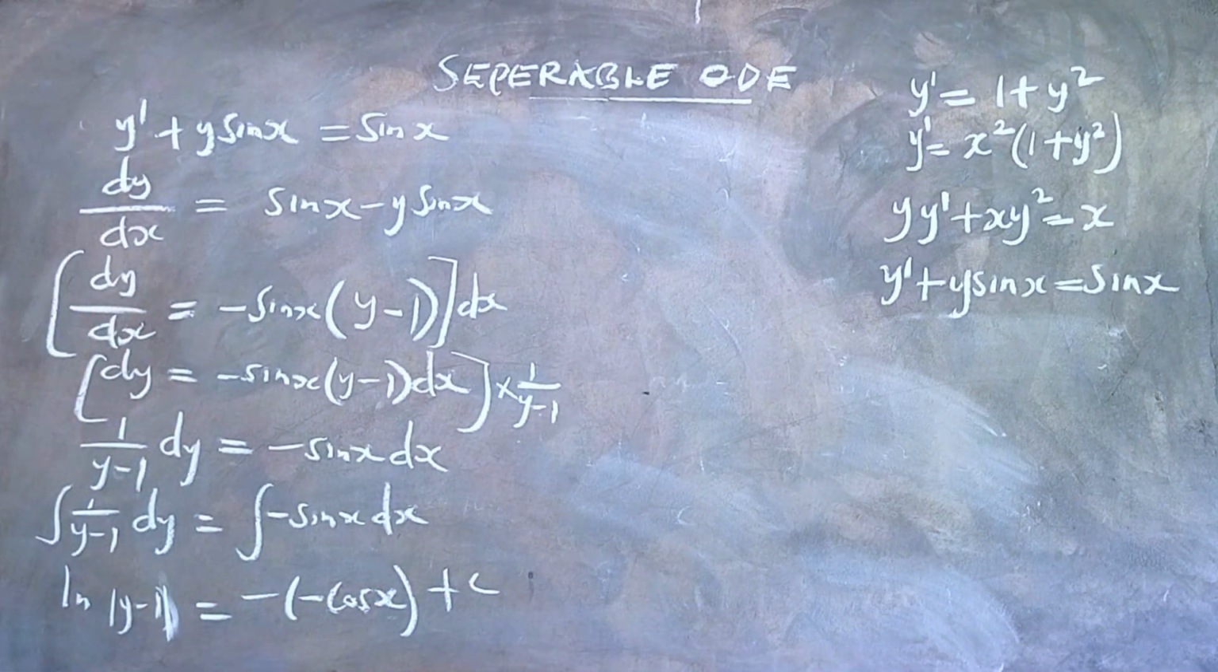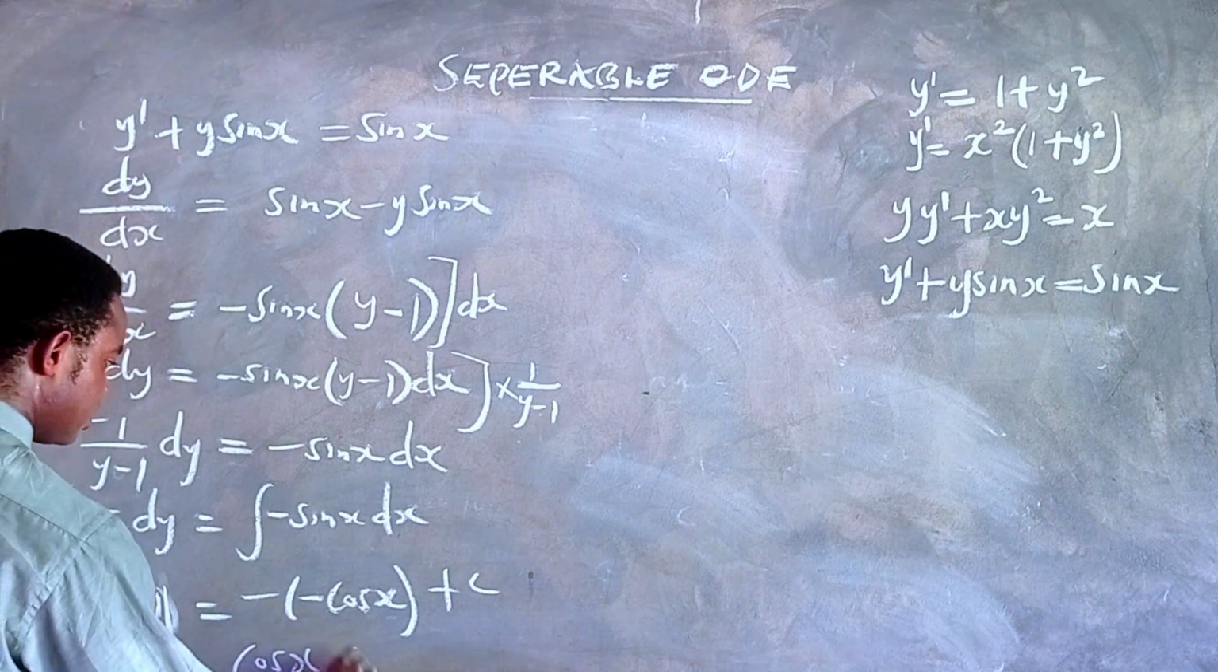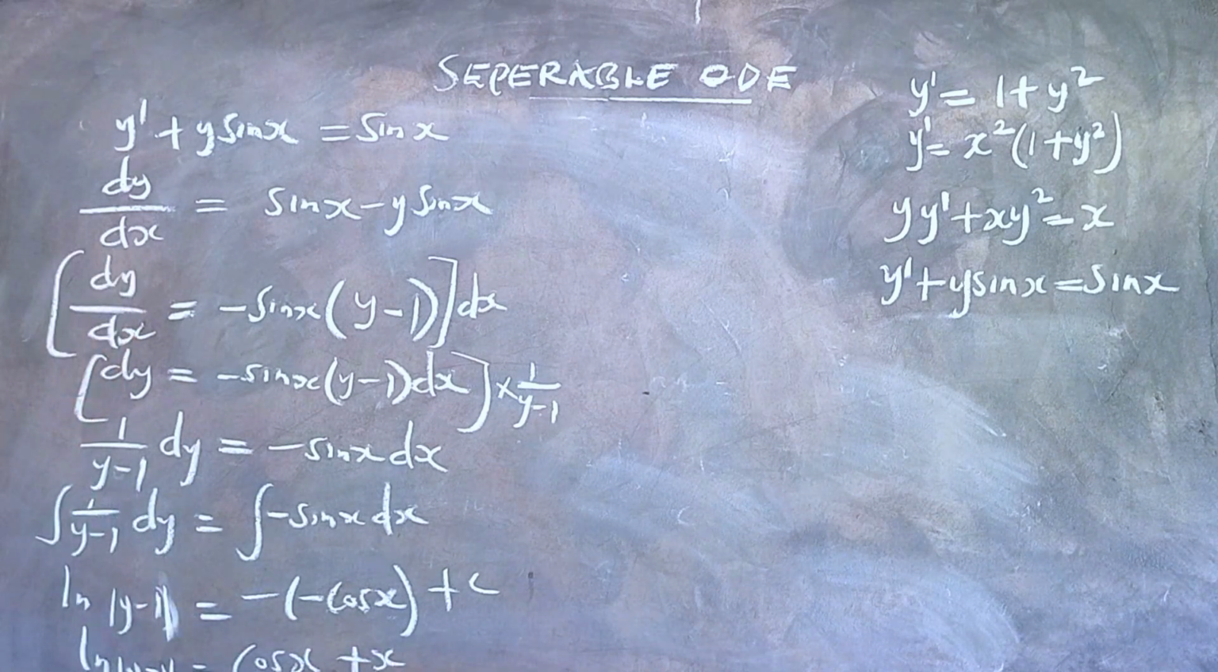So next, we are trying to clean things up a bit now. So we have ln of absolute value of y minus 1 equals minus times minus is plus, right? So we have plus cos x plus c.